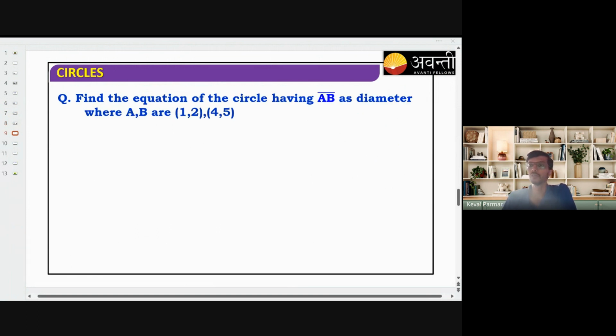Let's see if you can do this question. I'll give you a try. Now, the hint I'm giving: try to use the diameter form of the circle. Now it should be very simple. What is the diameter form? Do you remember the diameter form? Should I write it here? I think you don't remember. I'll write it here.